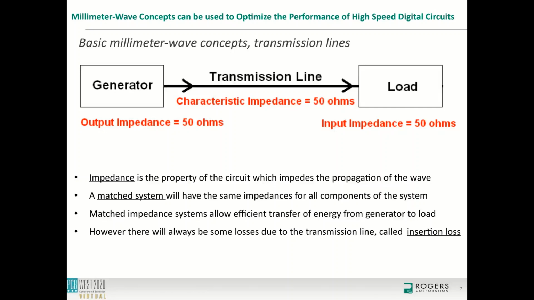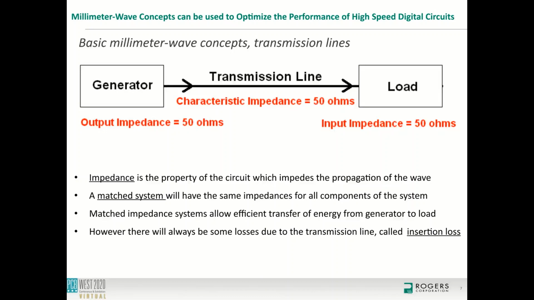The transmission line could be anything. It could just be a simple conductor on a printed circuit board. It could be wires. It could be fiber optics. It could be a lot of different things. But for what we're talking about today, we're going to be thinking mostly about circuitry on printed circuit boards.